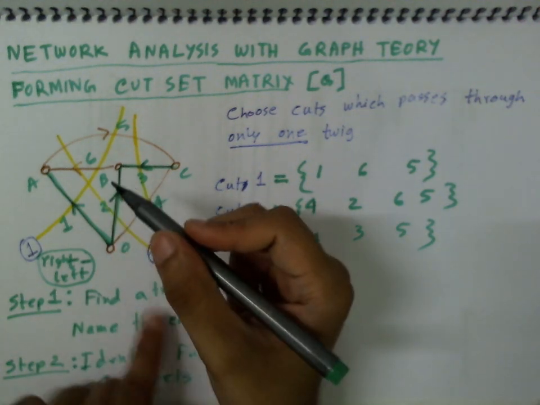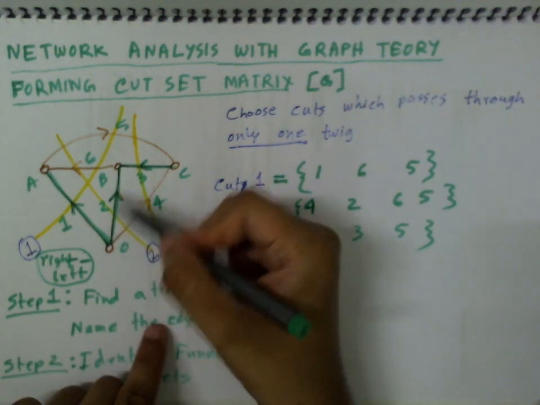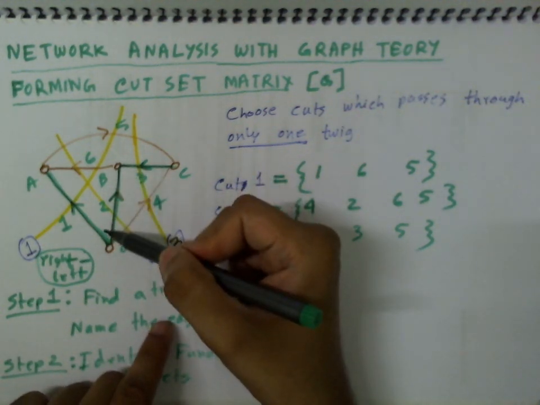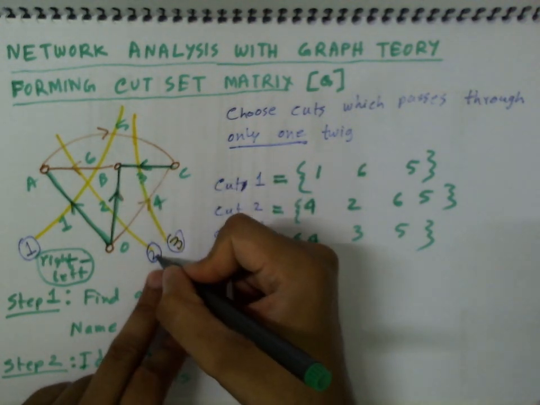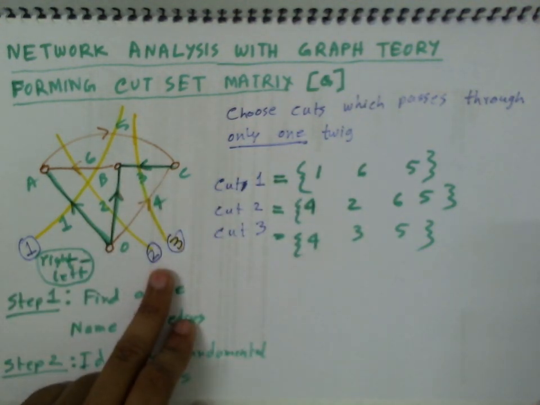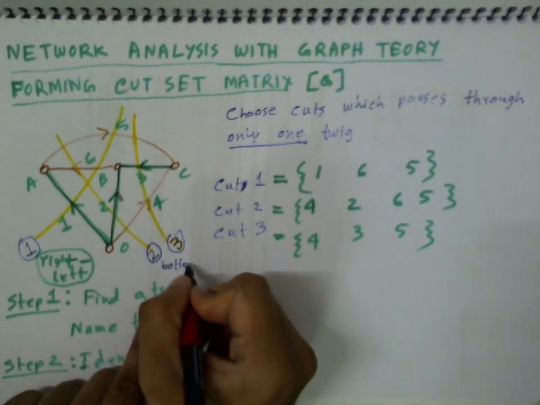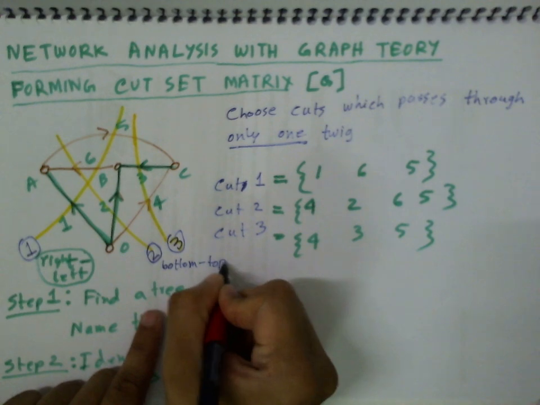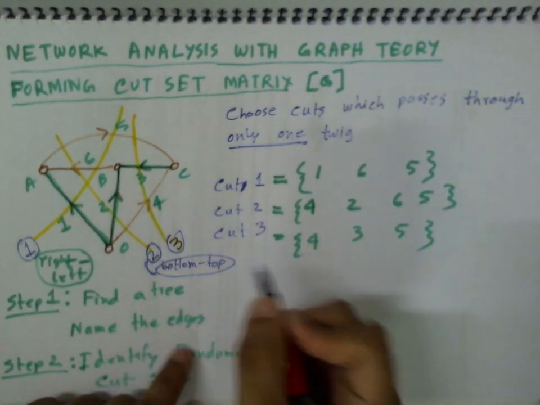Then let's look at cart number 2. Cart number 2 is generated by this edge number 2. So the direction for this cart I write as bottom to top. Okay, so this is cart 2.